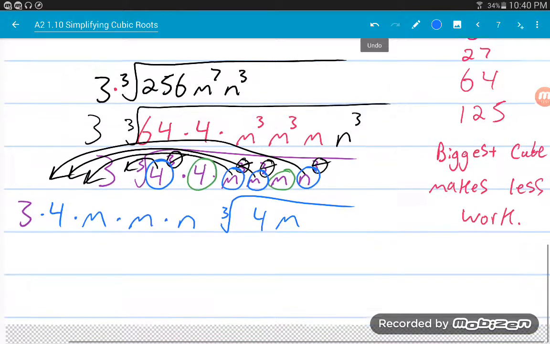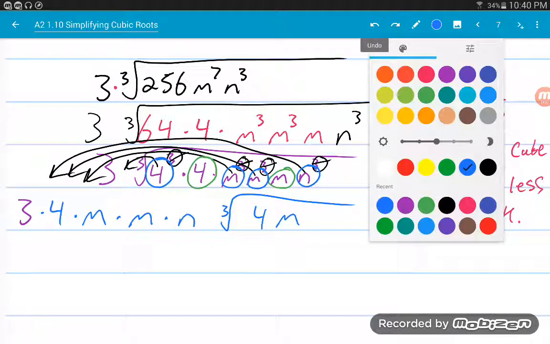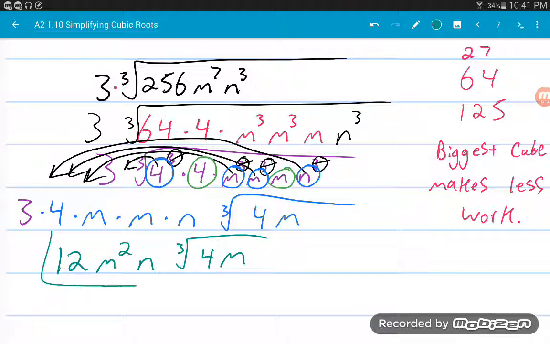Now I can simplify, and then I'm done. What can I simplify out here in the front? 3 times 4 is 12. Let me change color again. So 3 times 4 is 12. M times m is m squared. I'll bring down the n. So times n, or just put the n on the side. Multiplication is implied. And now everybody that's stuck underneath. Third root of 4m. And that's how it works.